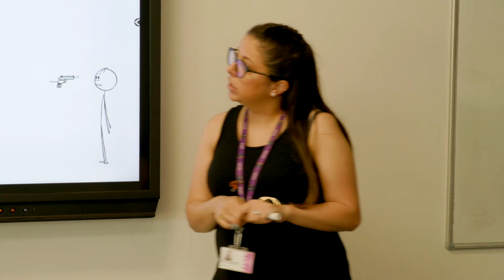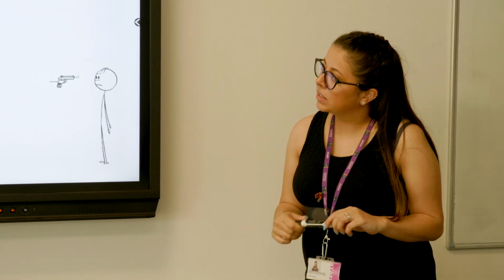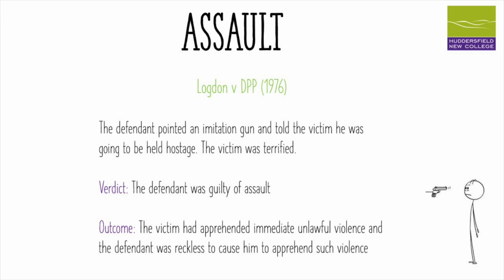In the case of Logdon and DPP, 1976, the defendant pointed an imitation gun and told the victim he was going to be held hostage, and the victim was terrified. In this case, the defendant was found guilty of an assault. He made the victim apprehend immediate unlawful violence, and the defendant was reckless as to cause him to apprehend such violence.